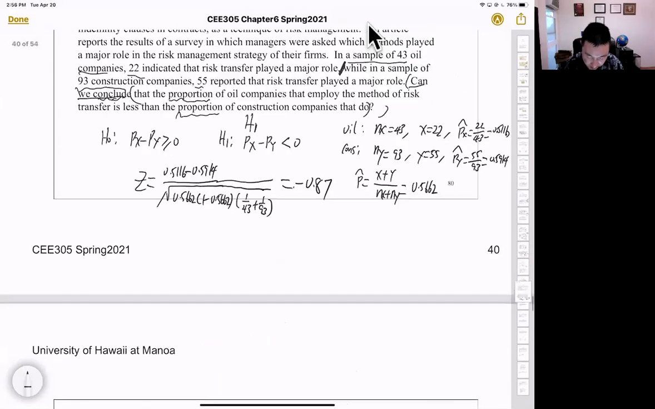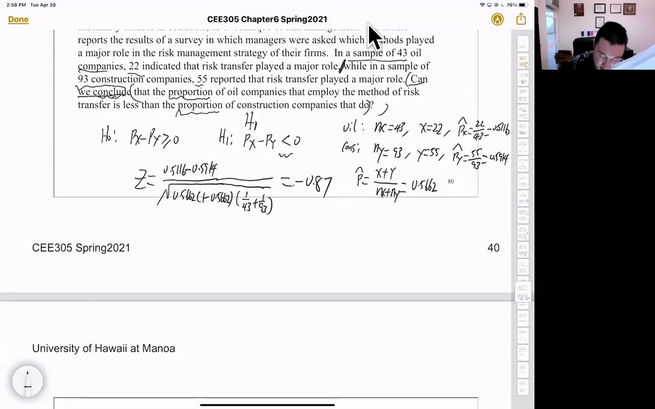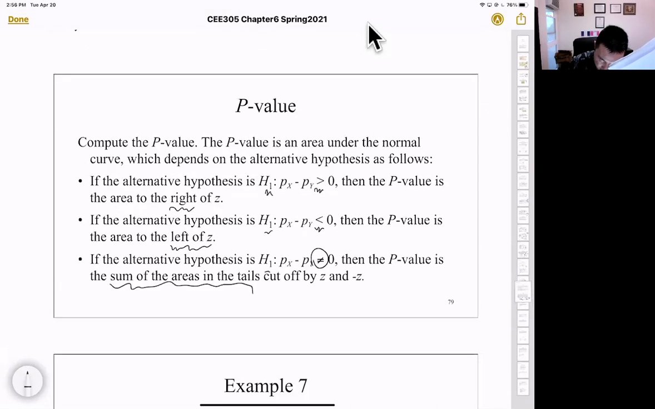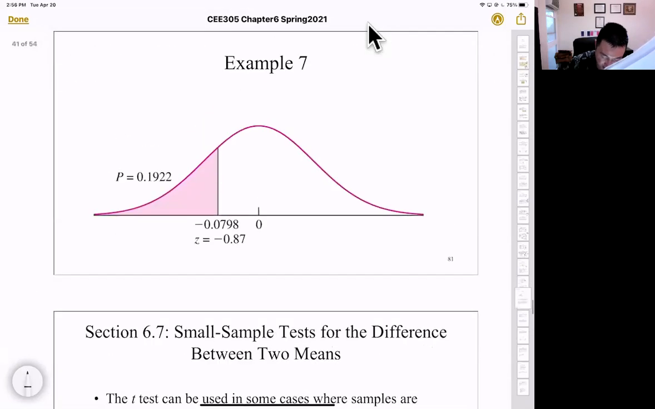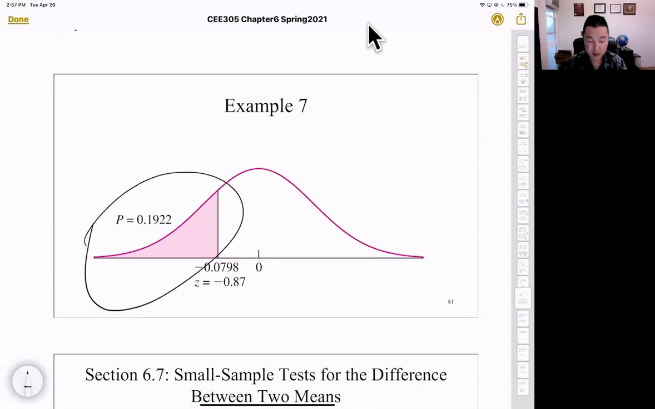Because H1 is set up as less than 0, which is the second case, the p-value will be the area to the left of z. So that's why we get the area on the left of z, the value of minus 0.87. So the p-value turned out to be 0.1922, so very big. So larger than alpha of 0.05. So the answer is no, we cannot conclude.